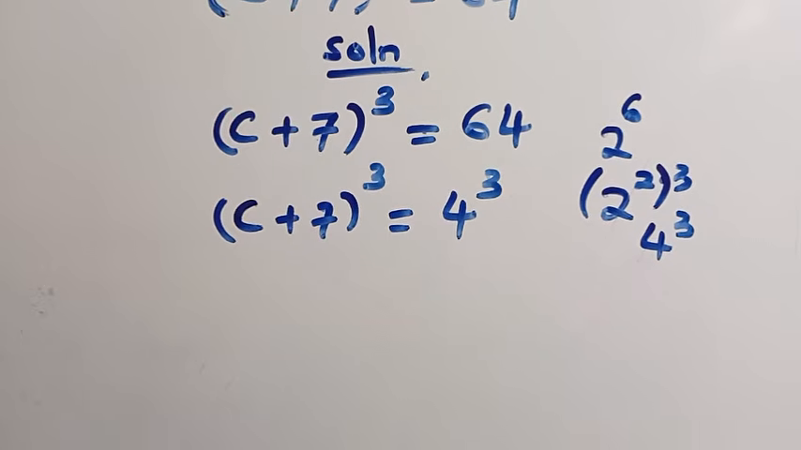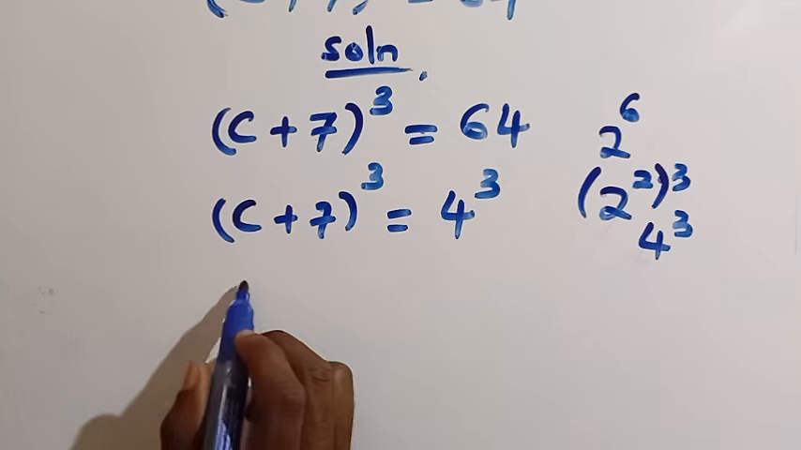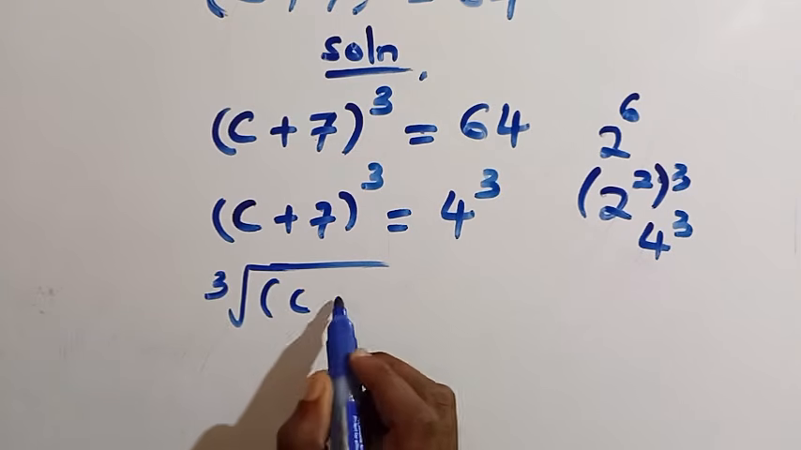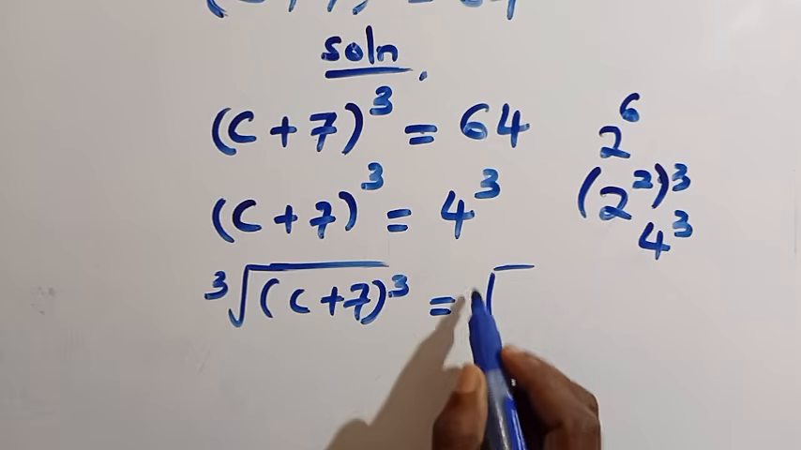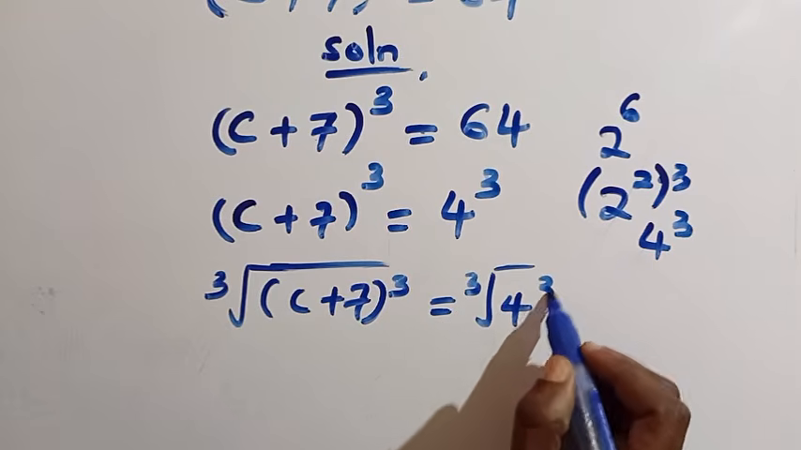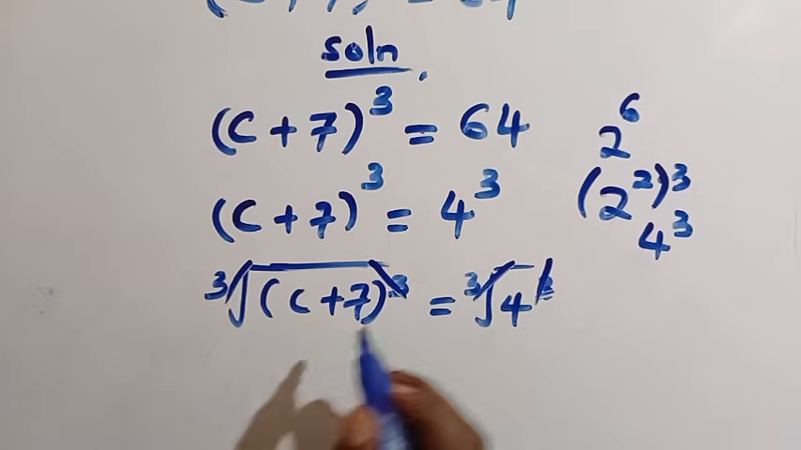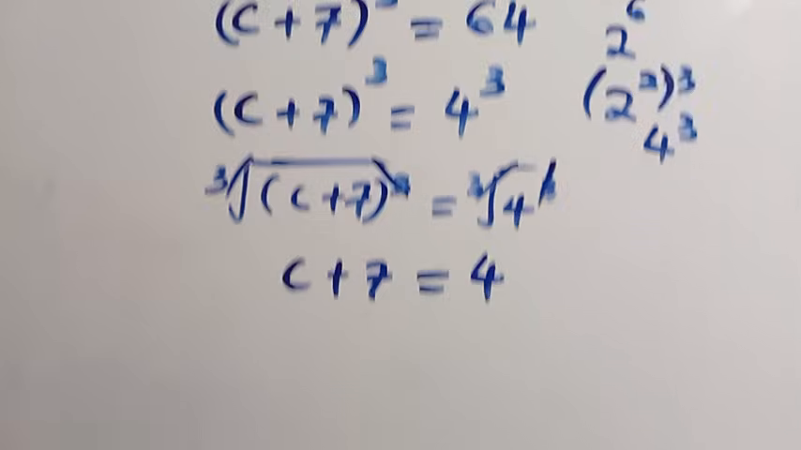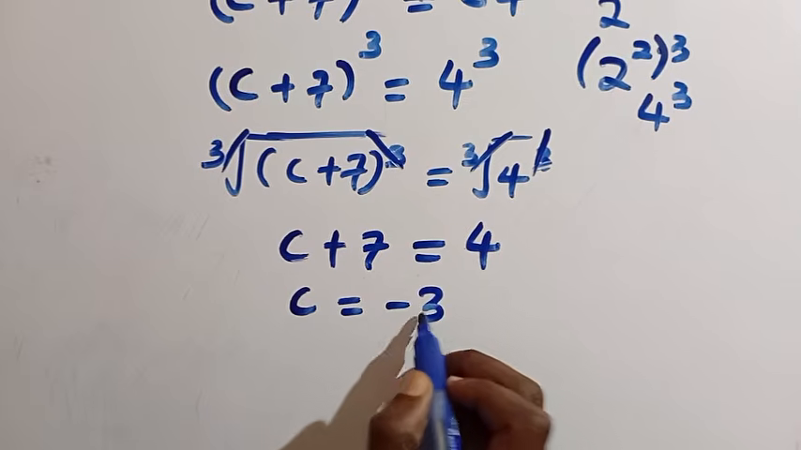Makes sense? Then if I take the cube root of both sides, we have the cube root of (c + 7)^3 equals the cube root of 4^3. So the cube root cancels the cube root, and we have c + 7 = 4. With this, we are going to get the value of c, which equals -3.